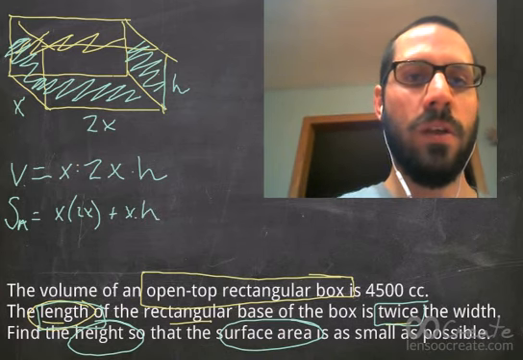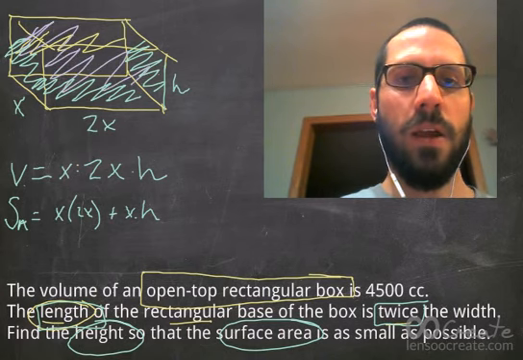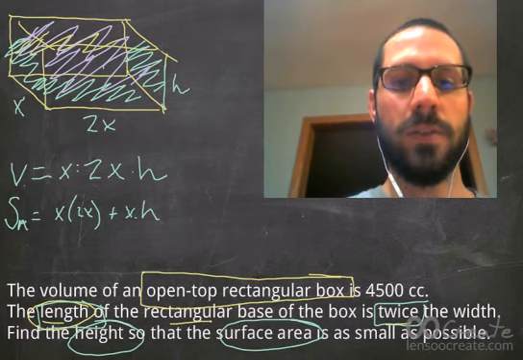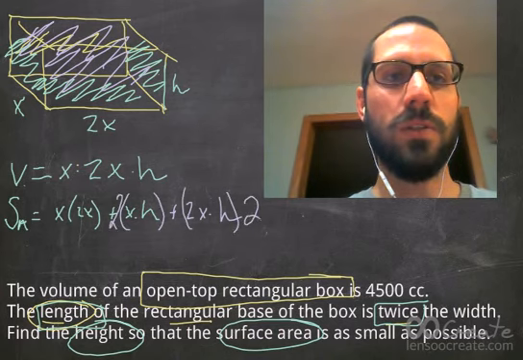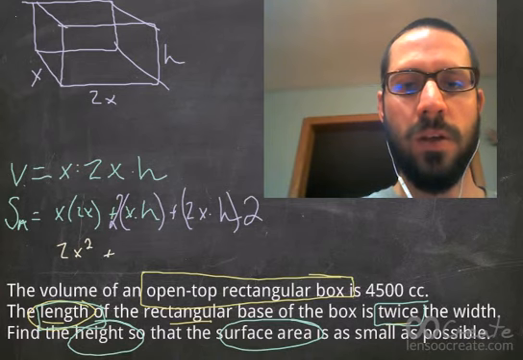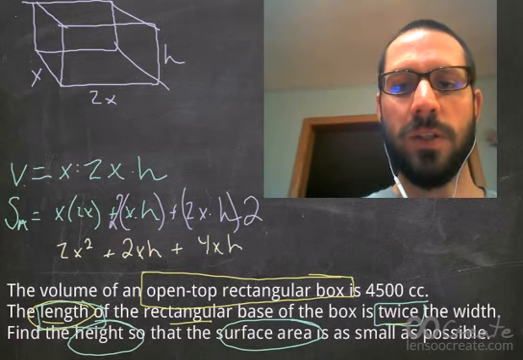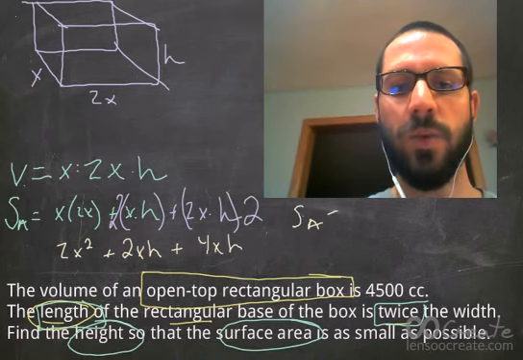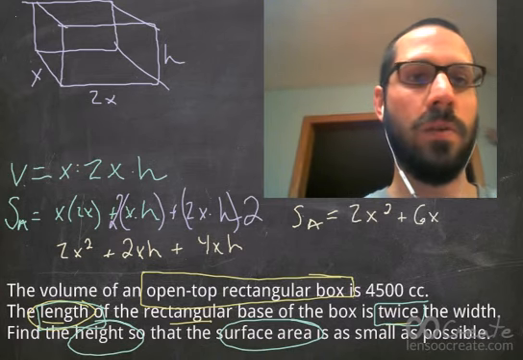And then let's go for another color here. The front and the back, now I've got that all jumbled up, are 2x times h. And again, there were two of these, and there's also two of these. I'm going to simplify those equations. So we'll have 2x squared plus 2xh plus 4xh. So our surface area equation is going to be 2x squared plus 6xh.